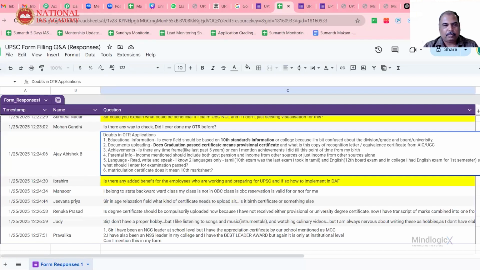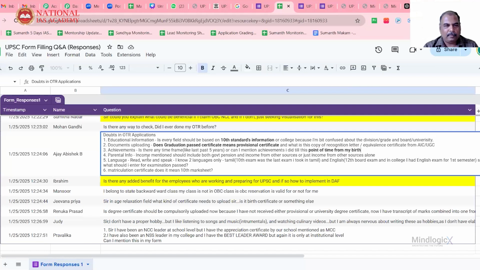Coming to the third point, Ajay, whatever achievements you have had since your birth matter. There's nothing like the past 5 years. Achievements in the sense of what you did in schools and colleges, fine. From birth time, I don't suppose any records are going to be available, unless it's something exceptional. Yeah, true.